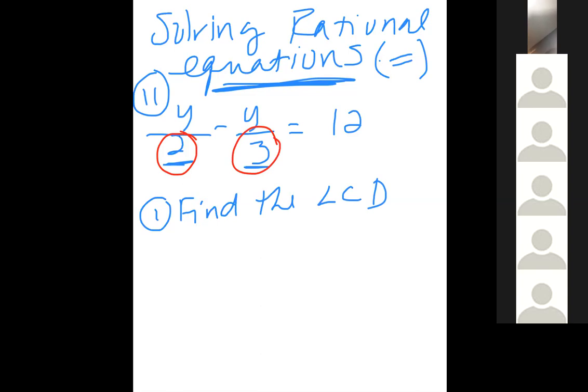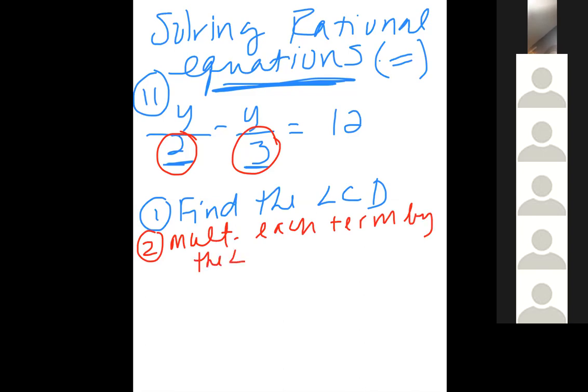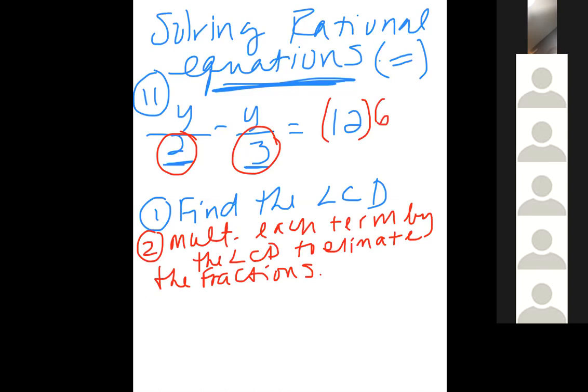So guys, once you find the LCD, you want to go ahead and multiply each term by the LCD to eliminate the fractions, guys. All right, there we go. Now, we're going to multiply the 12. We could just put a large bracket around the entire problem, but I'm going to do it right next to each term, guys. Multiply every term by 6. Every single term gets multiplied by 6. Now guys, we're going to eliminate the fractions.